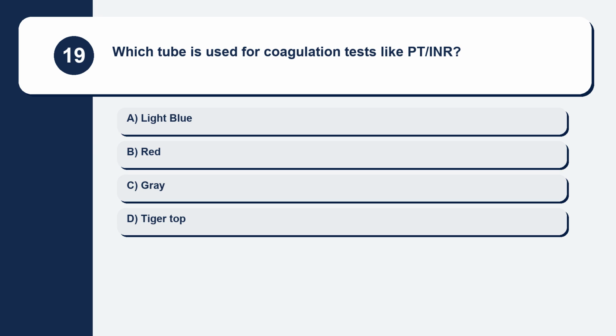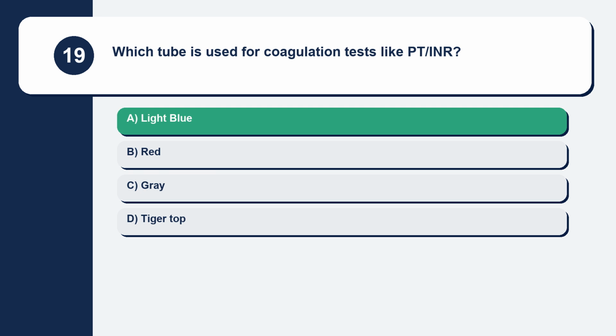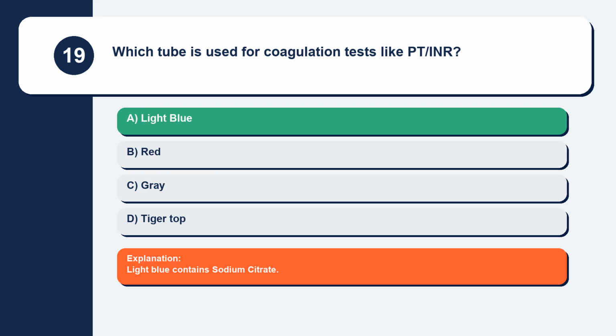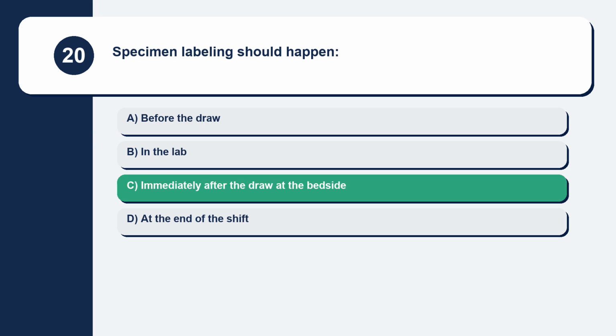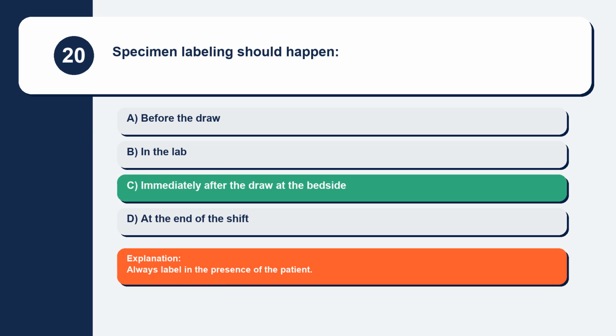Question 19. Which tube is used for coagulation tests like PT/INR? Light blue, red, gray, tiger top. Light blue contains sodium citrate. Question 20. Specimen labeling should happen before the draw, in the lab, immediately after the draw at the bedside, at the end of the shift. Always label in the presence of the patient.